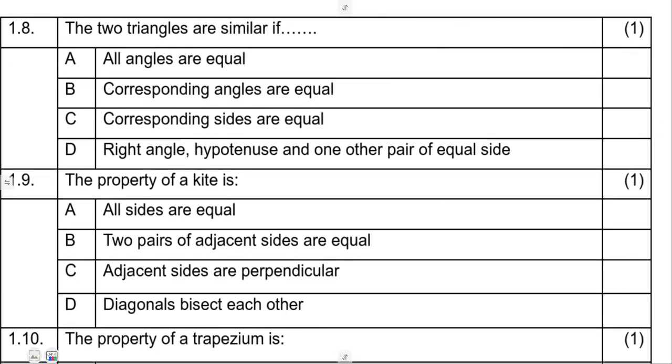All right, let's see 1.8. We have got the two triangles are similar if. What is the condition for two triangles to be similar? Is it that all angles are equal?